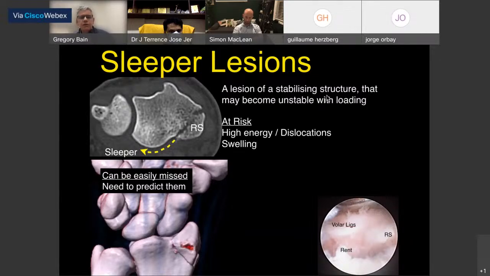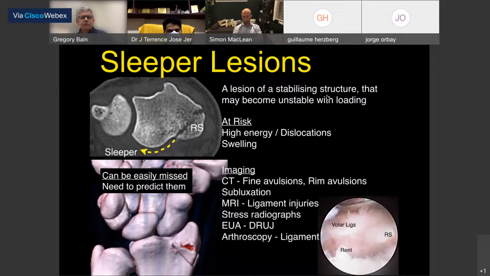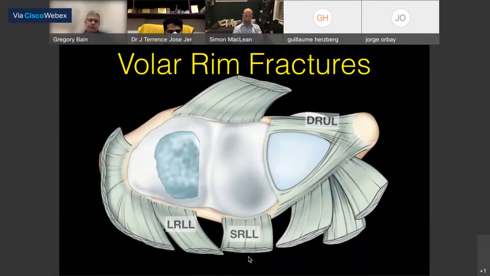The at-risk injuries are those with high energy and lots of swelling, and we need to look in detail at a CT scan. Is there any fine avulsion injury that we can see? Is there subluxation? Maybe an MRI scan to look at the ligaments, stress radiographs, and arthroscopy, I think, can be important in some of these cases. And I think there are some common concepts with regard to Guillaume's work on the Plind lesion, and he may wish to comment on that a bit later. He's done some excellent work in that area.